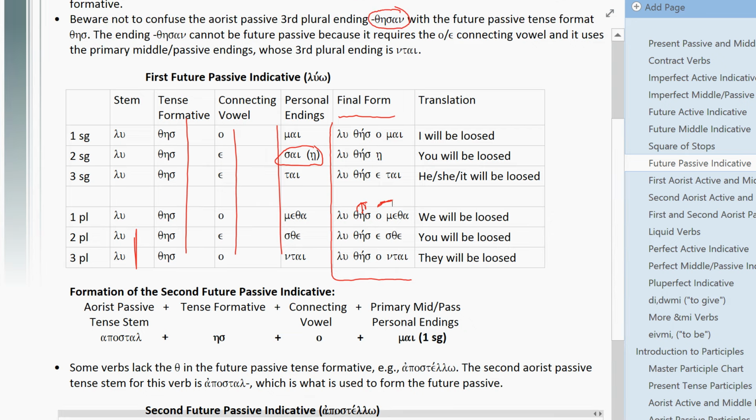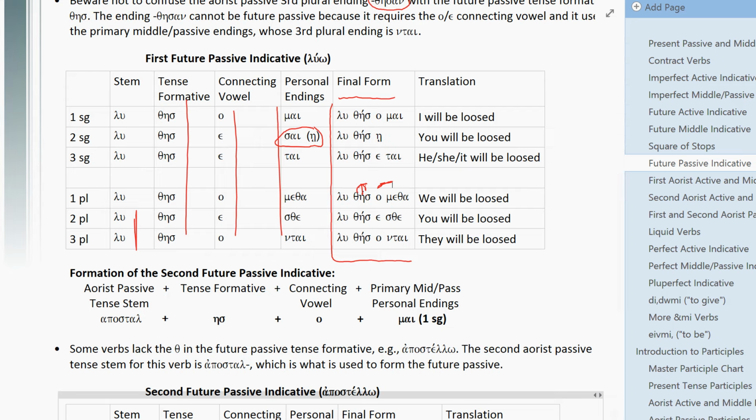Actually, I'm going to pause the video one second and check, make sure that accent is correct. Okay, yes, so I was correct. This accent was incorrect. The accent should not be there because ametha, those are the last three syllables, and you have to have the accent on one of the last three syllables. So it'd be luthesomatha. So the accent goes here over the omicron. Make sure you get that right when you write this out.